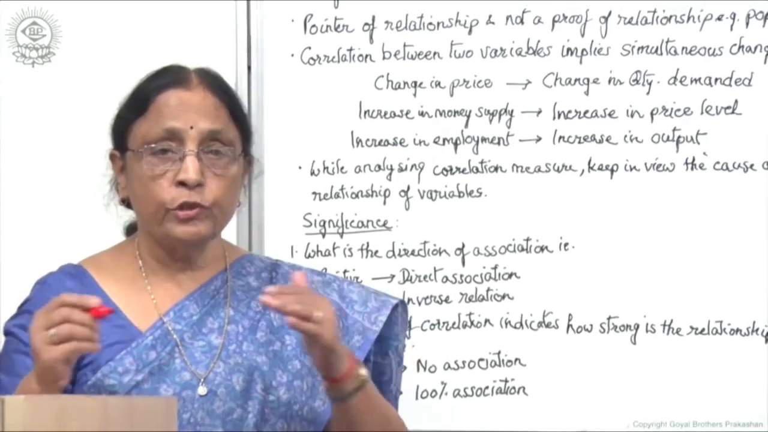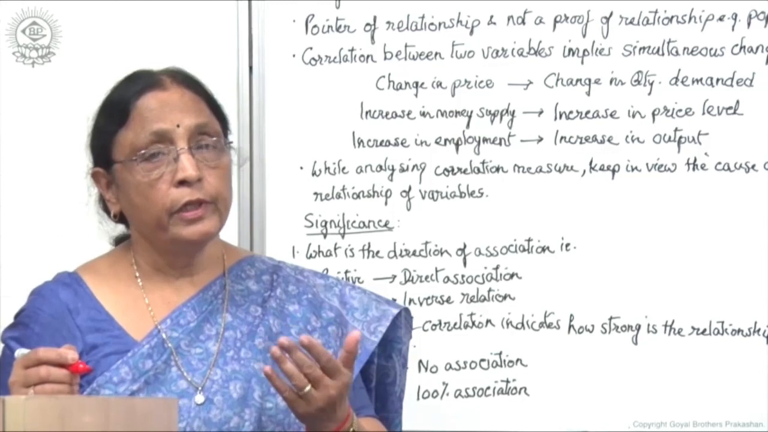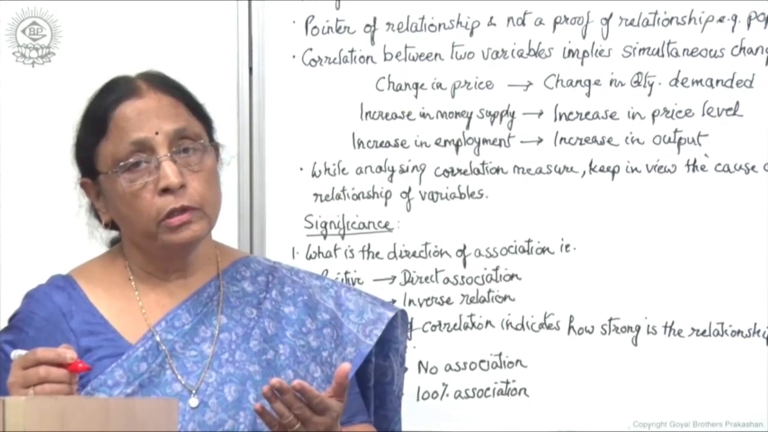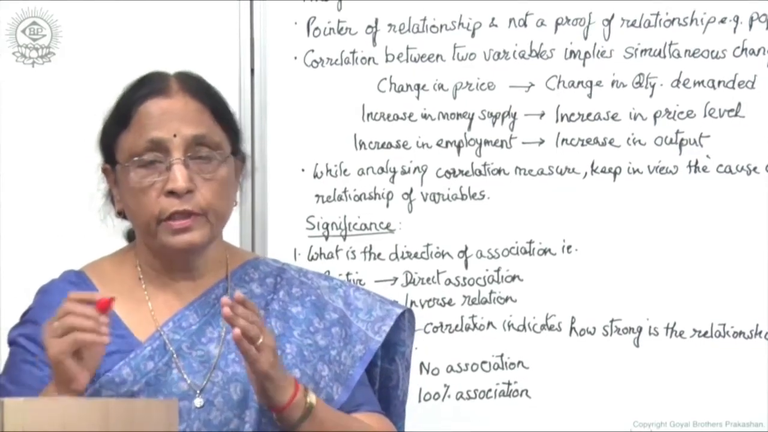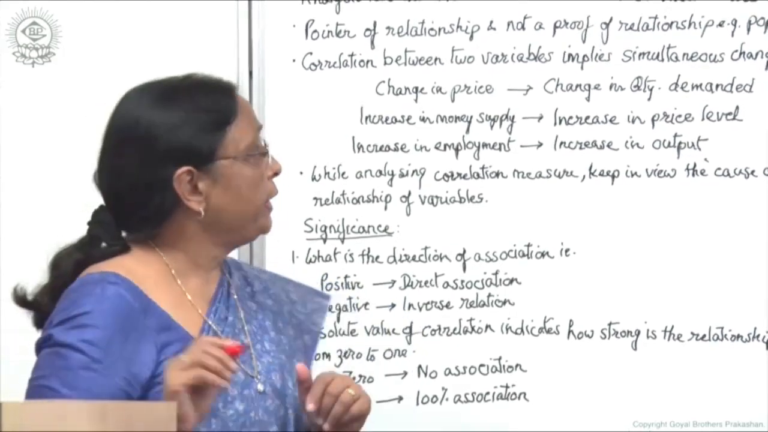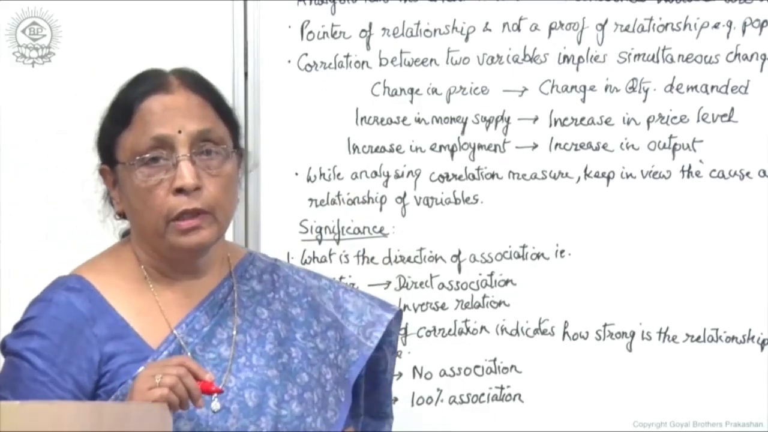Right? And in between 0 and 1, this indicates a moderately related association, or it is neither 0 nor 100%. It is in between the two, right? So this is the characteristic or meaning of correlation.